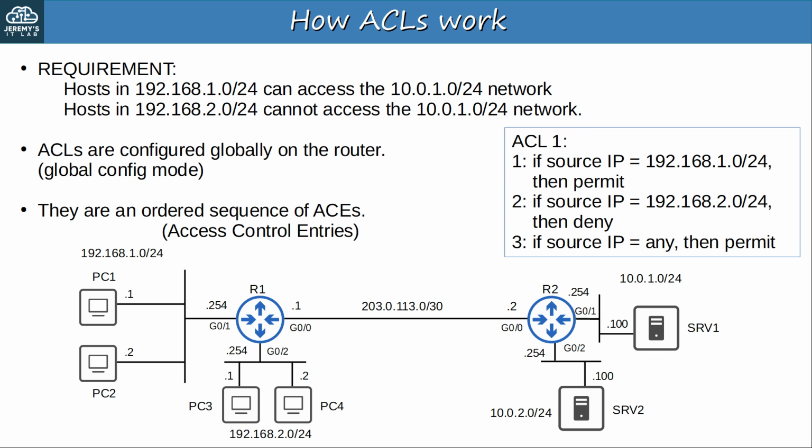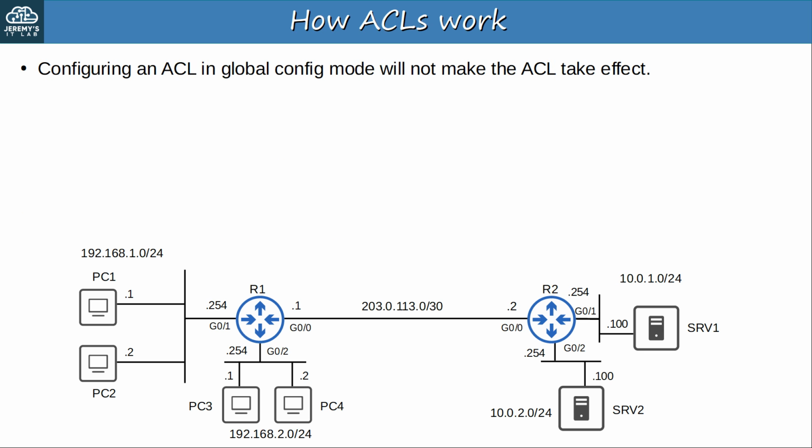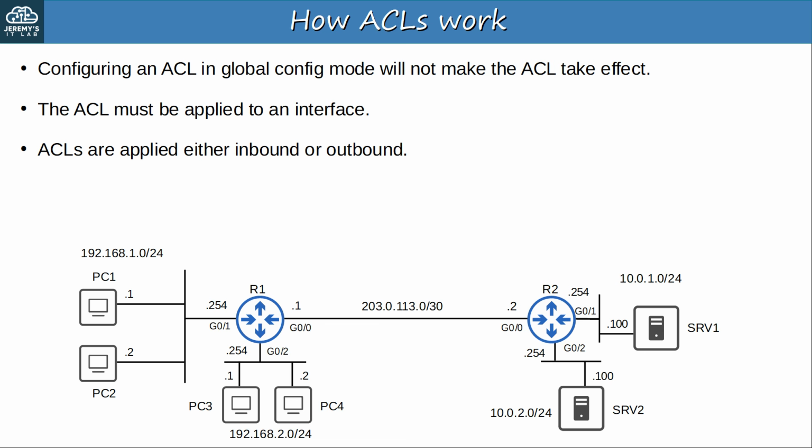ACE3 says that all other traffic should be permitted. The order of these entries is very important, but I'll talk more about that later. Configuring an ACL in global config mode will not make the ACL take effect. After being created, the ACL must be applied to an interface. ACLs are applied either inbound or outbound. Let's see how that works.